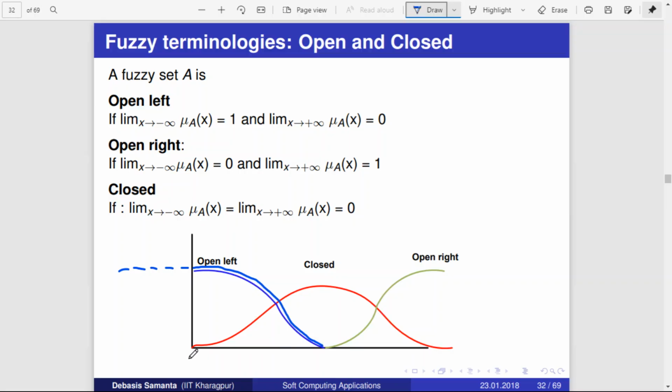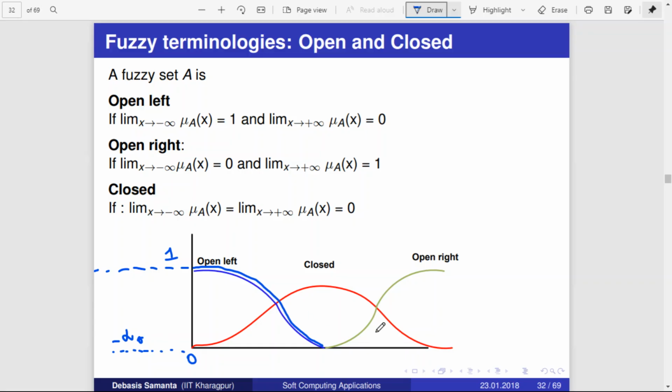Say this is x. If this point is 0, then x is going towards negative. That is, when x is going towards minus infinity, the value is 1. Say this point is 1. So as x moves towards minus infinity, the membership function will always result in 1. Such a membership function is called open left.